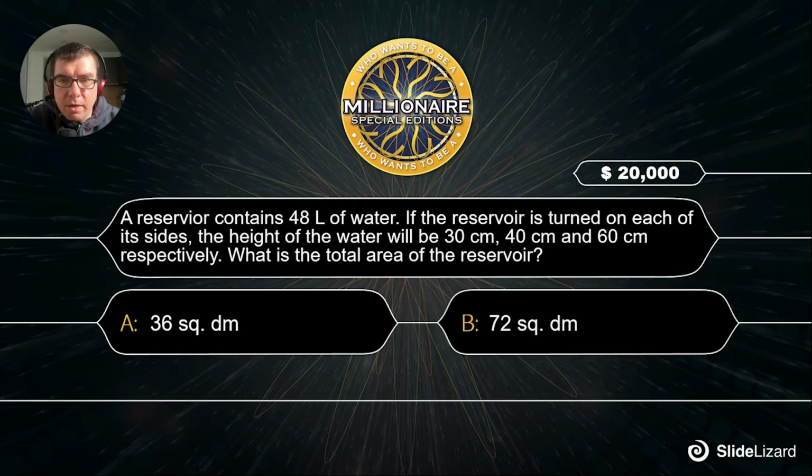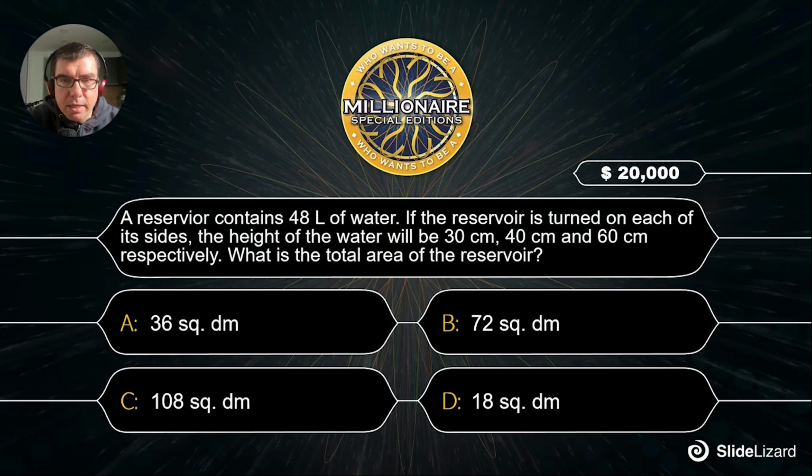A reservoir contains 48 liters of water. If the reservoir is turned on each of its sides, the height of the water will be 30, 40 and 60 centimeters respectively. What is the total area of the reservoir? Okay, think about it. 5 seconds.